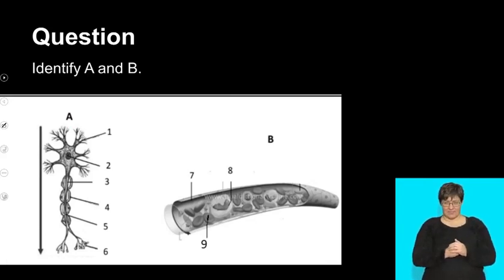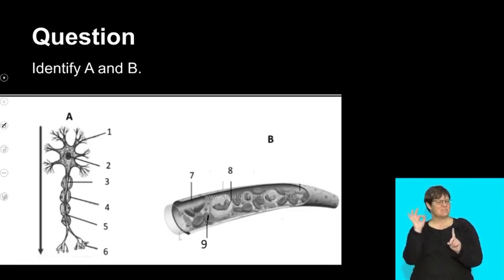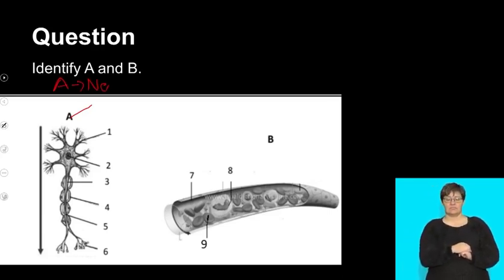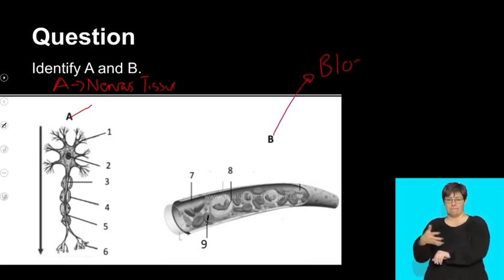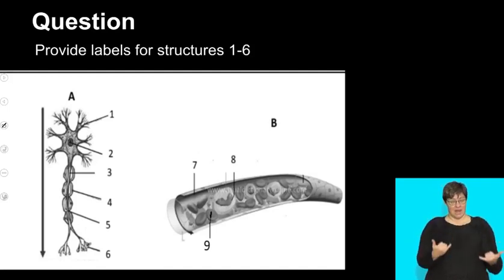Now remember, they asked you for the tissue. They didn't ask you for the cell. They're very specific about the tissue. So when I identify A and B, what tissue is it? Okay, so A is going to be nervous tissue, and what is B going to be? B is going to be blood tissue, because that's what they asked us, the tissue that each of them is going to be. Now we have to provide labels for the structures 1 to 6.